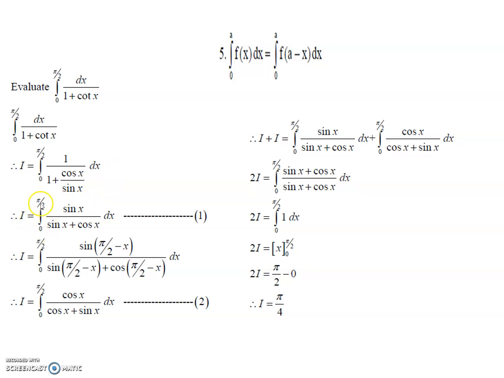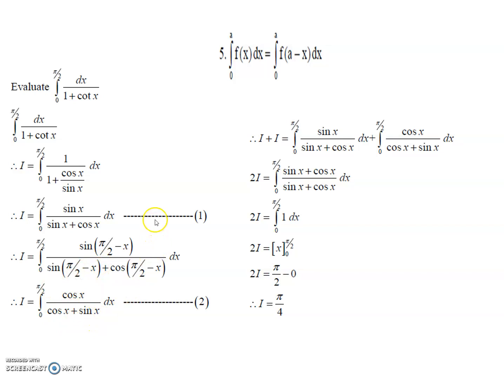I is equal to integral 0 to pi by 2. Simplify sin x plus cos x. Sin x goes to the numerator, sin x upon sin x plus cos x. Now I is equal to integral 0 to pi by 2 of sin(pi by 2 minus x) upon sin(pi by 2 minus x) plus cos(pi by 2 minus x). We know that sin(pi by 2 minus theta) is cos theta, and cos(pi by 2 minus theta) is sin theta. So we have I is equal to integral 0 to pi by 2 of cos x upon cos x plus sin x.